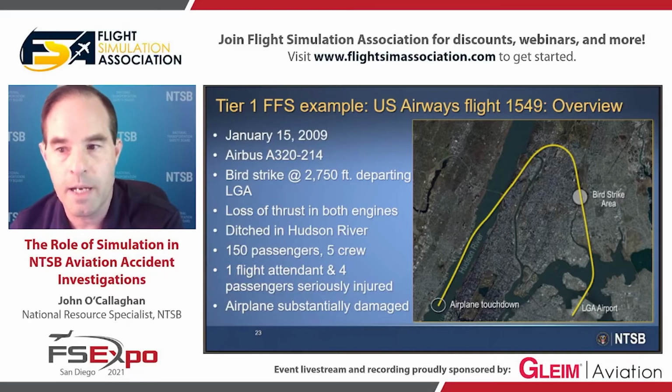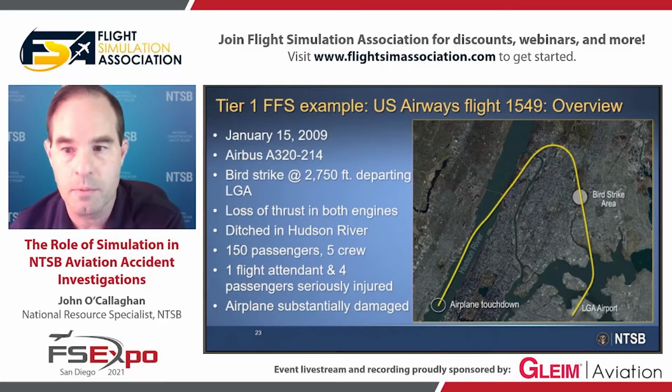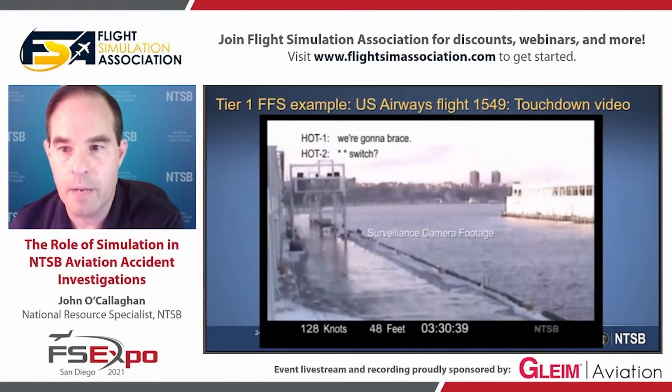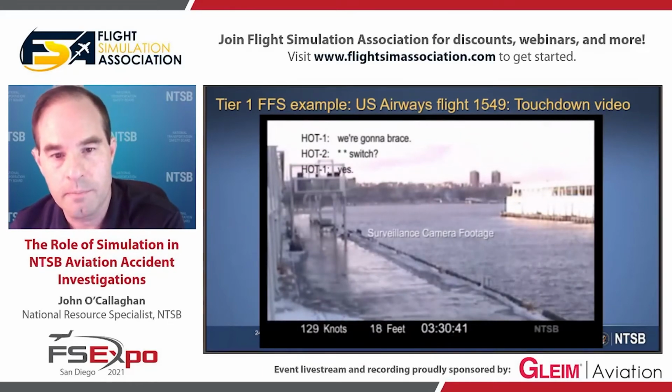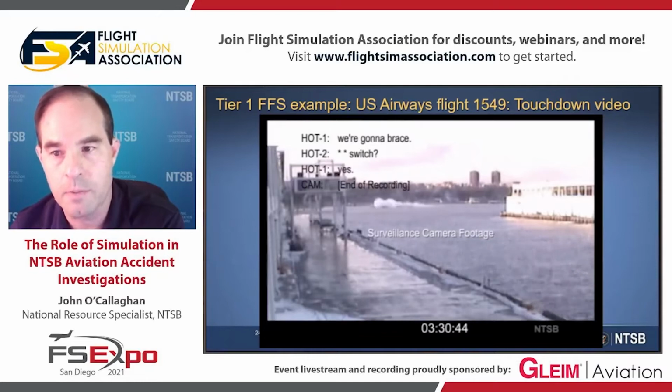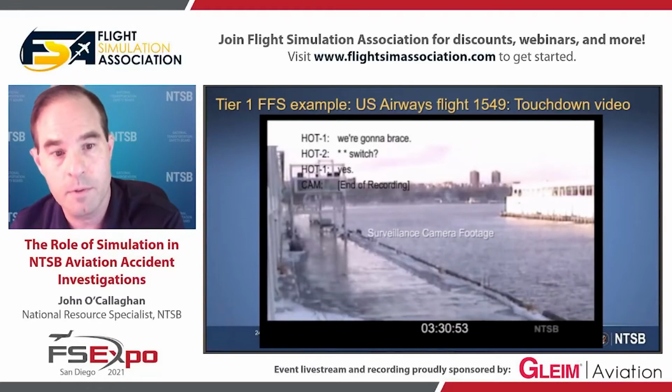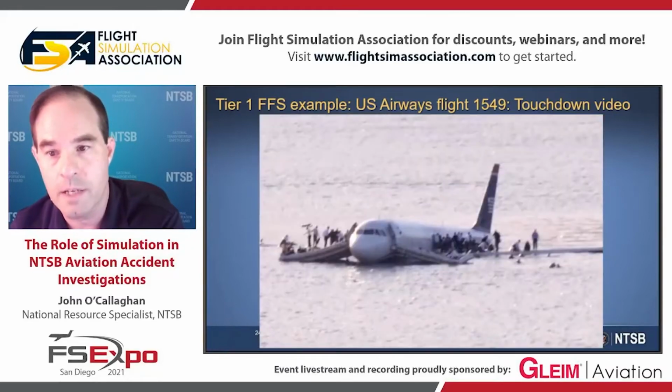The 150 passengers and 5 crew members evacuated the airplane via the forward and overwing exits. 1 flight attendant and 4 passengers were seriously injured, and the airplane was substantially damaged. A security video captured the touchdown. During the ditching, the aft fuselage was breached, resulting in water entering the cabin and submerging the aft door sills, making the aft life rafts unusable. As a result, there was insufficient raft space available for all the passengers, and some passengers had to stand on the wings of the airplane to await rescue.